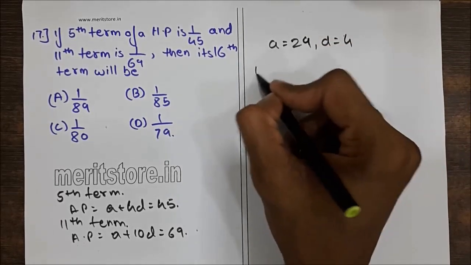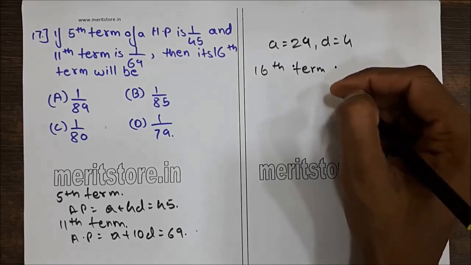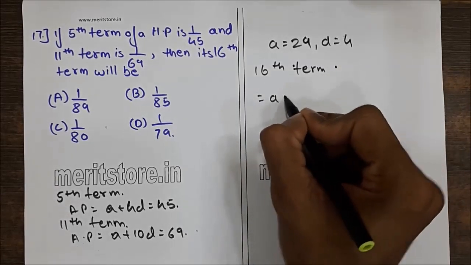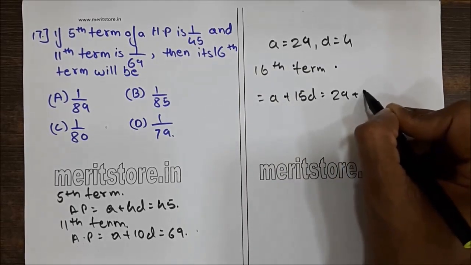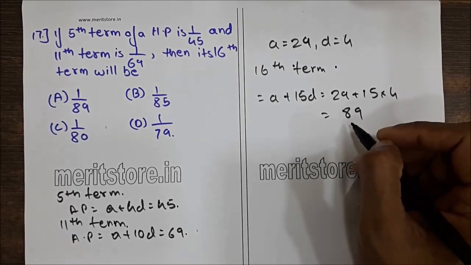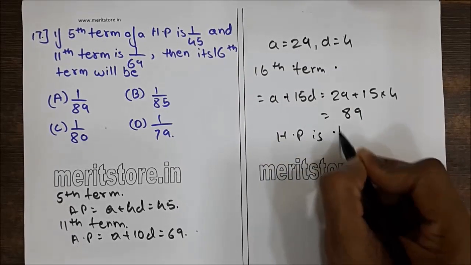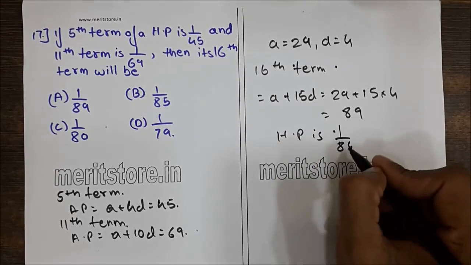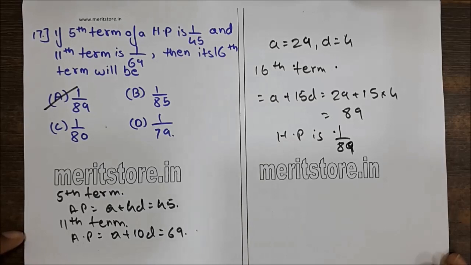So for the 16th term of the corresponding AP, it can be written as a plus 15d equal to 29 plus 15 into 4, which is equal to 89. So hence the 16th term of the HP is 1 by 89, which is our option A. Therefore option A is the correct answer.